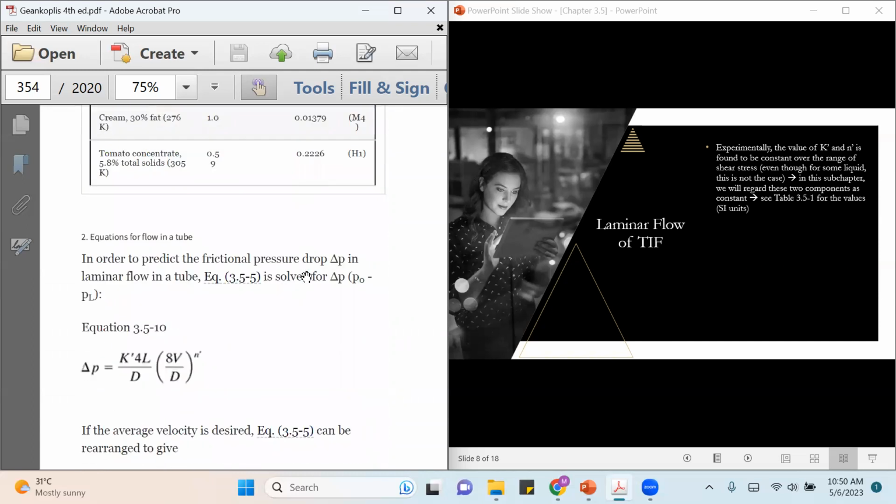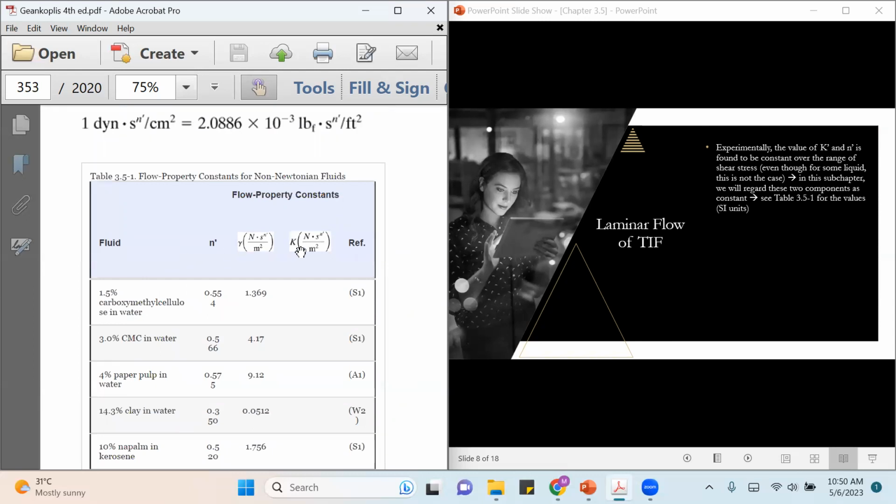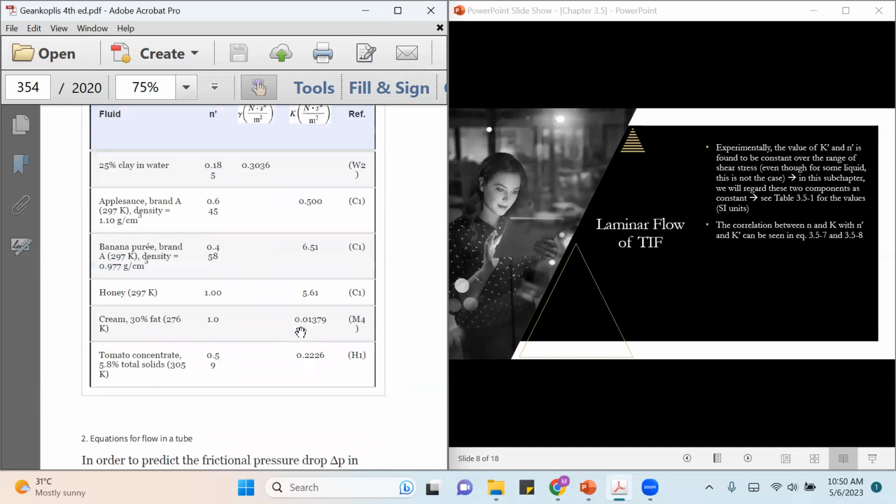Now, how to find the value of K? Later we will talk about the correlation between N and Nxn, K and Kxn, and then gamma and Nxn and K, because these three values will correlate to each other. The correlation between N and Nxn can be seen in equation 7, and K and Kxn in equation 8.